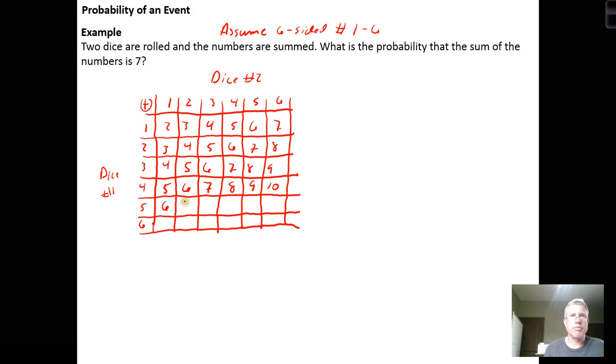5 and 1, 5 and 2, and you can see these just increment by 1. So once you figure that out, it becomes kind of mind-numbing.